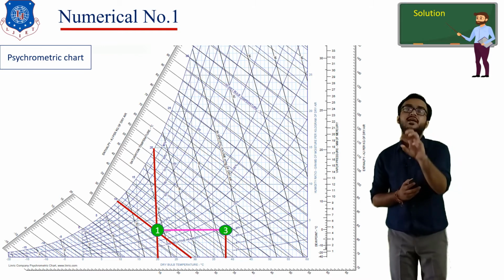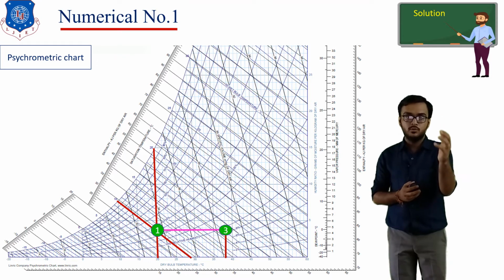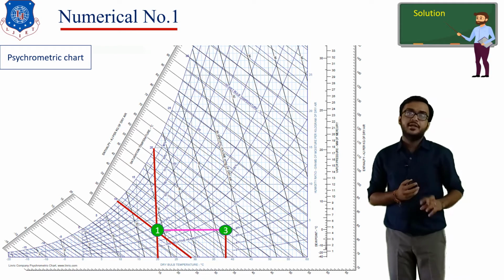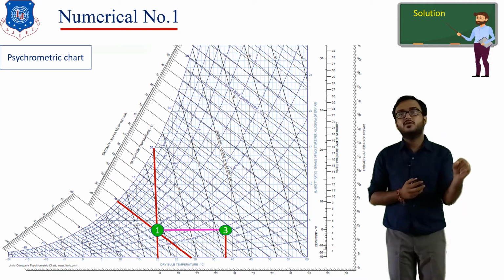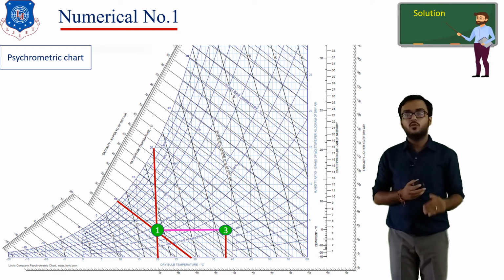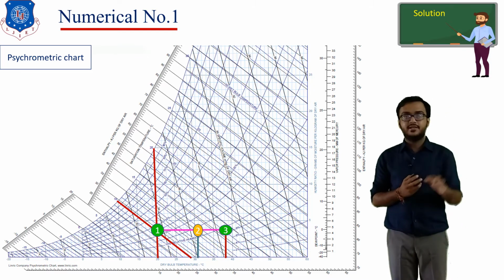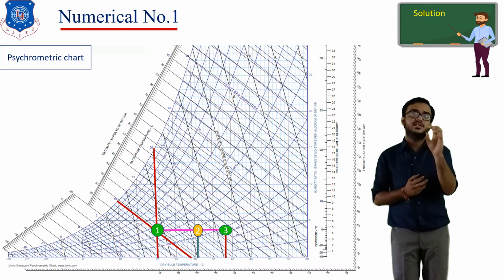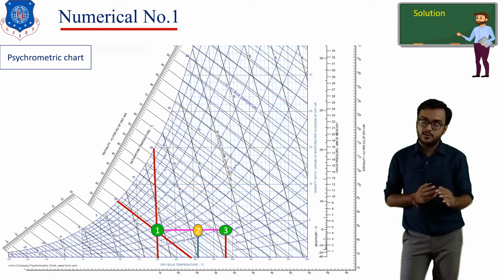Then after point number 3 at 38 degrees, based on the bypass factor that I have shown you, we have the value of TD2, that is 30.8. So just identify 30.8 on the psychrometric graph and plot one vertical line like this. The intersection of this line with the line connecting 1 to 3 is point number 2, which indicates the condition of air at the outlet of the heating coil.